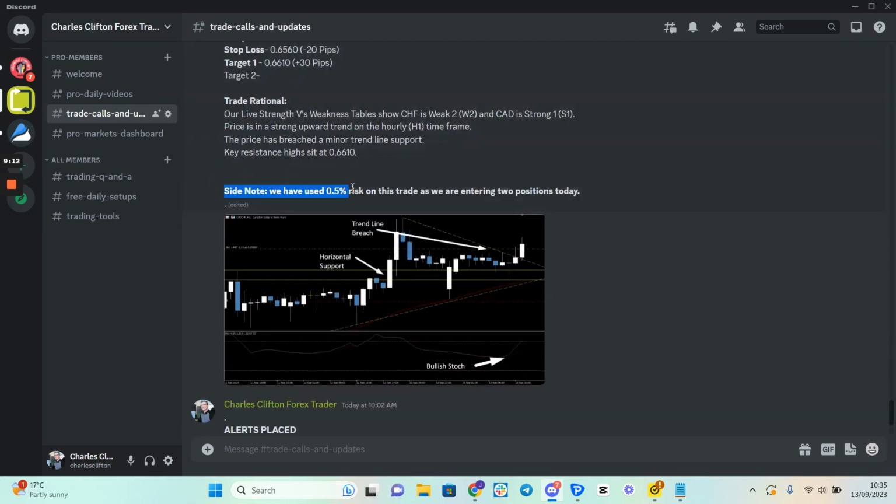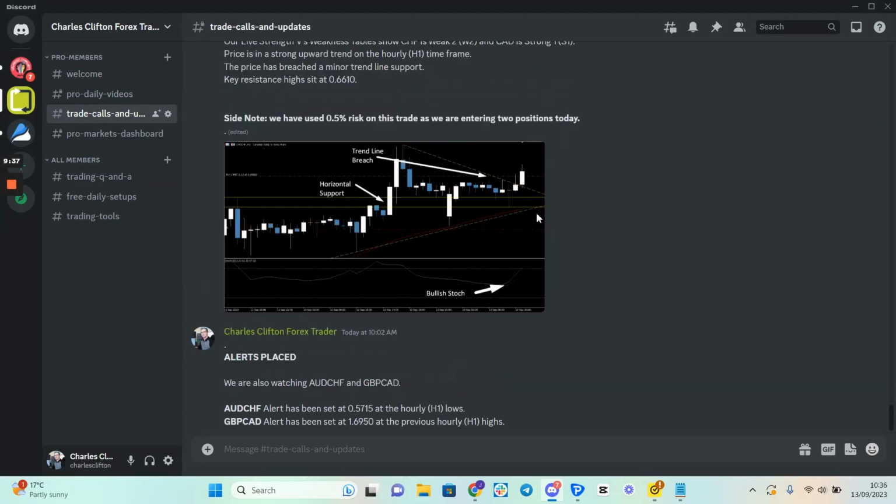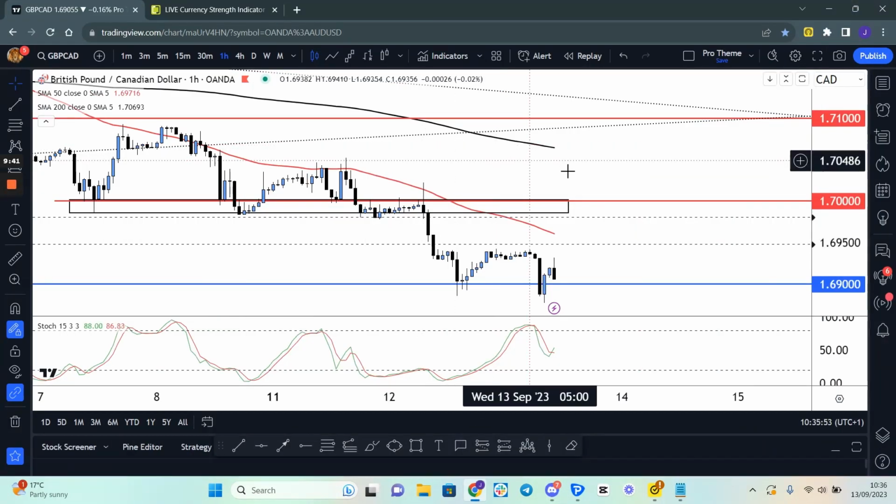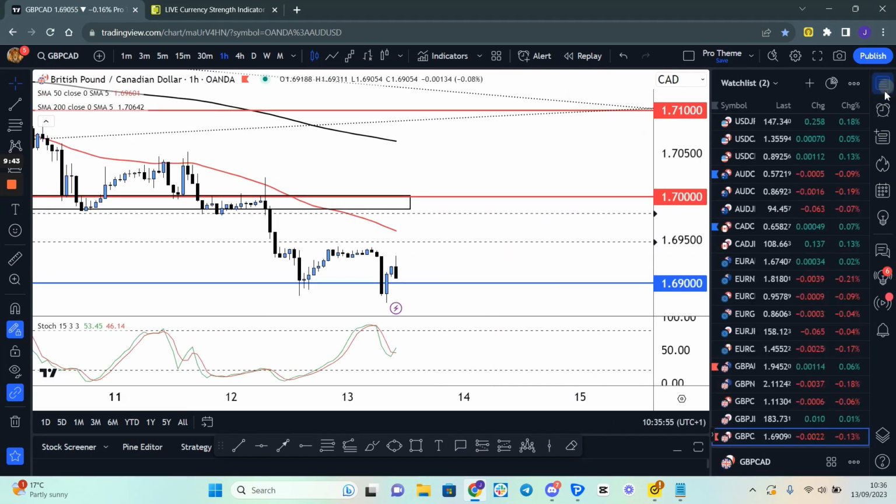I put a side note that we have used 0.5% risk on this trade as we're entering 2 positions, so I only want a 1% risk per day, essentially, is what I'm working on. Because I'm placing 2 trades at the moment, I'm only going to go in with 0.5% risk on each trade here. Obviously, your risk percentage is down to you and what you want to do, but that's what I'm particularly doing at the moment, and I'll see which one triggers and where we get entered into the market.